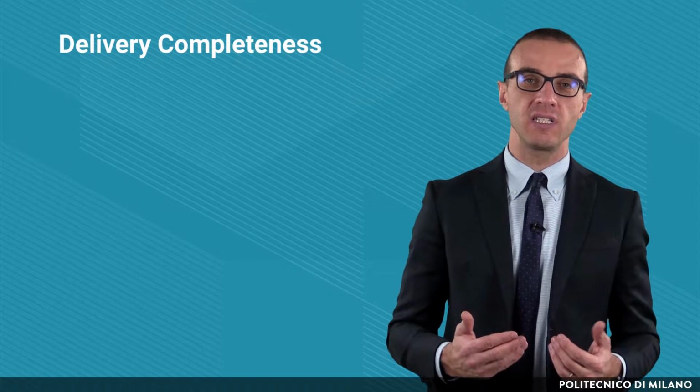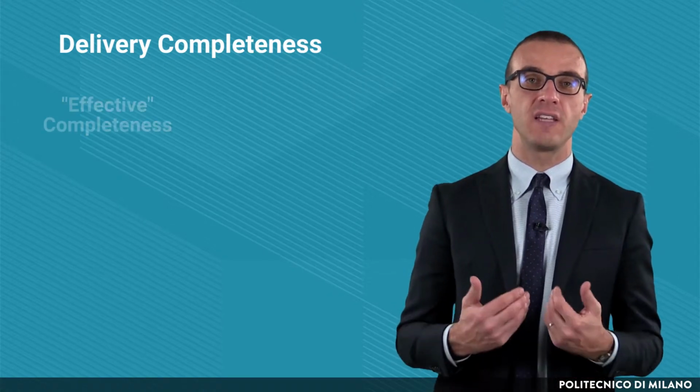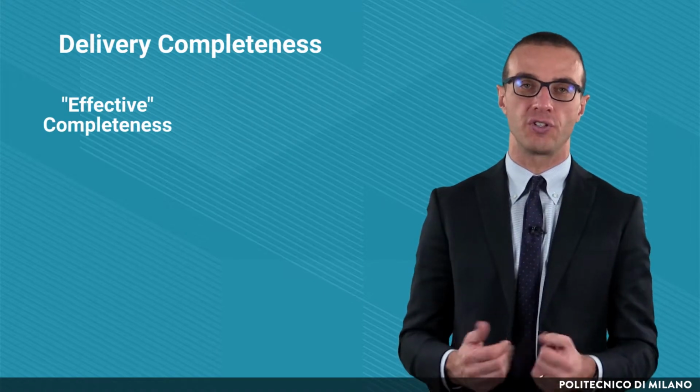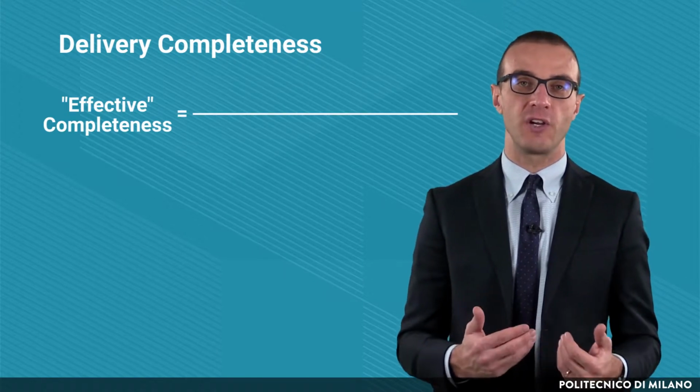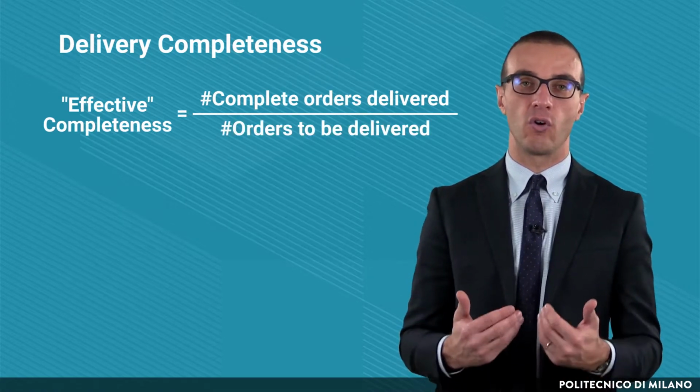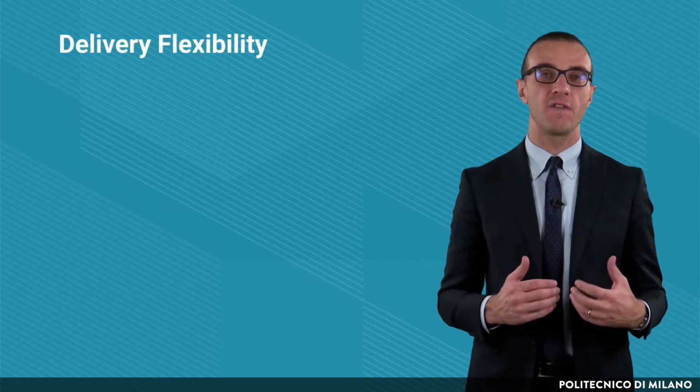The delivery completeness can be measured, for example, as the effective completeness, which represents the percentage of actual complete orders. It is computed as the ratio between the number of complete orders delivered and the total number of orders to be delivered. Finally, let's consider the delivery flexibility.